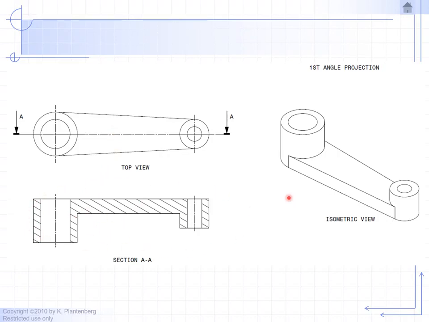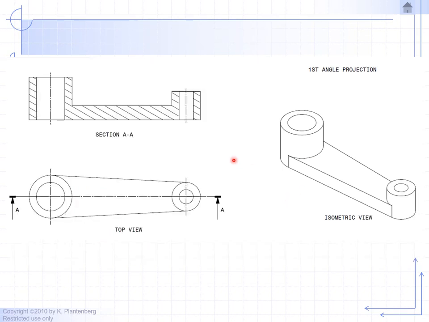Let's take a look at another example of first angle projection. Next slide. Here's another option you could have had using first angle projection. You have, in this case, your front view.